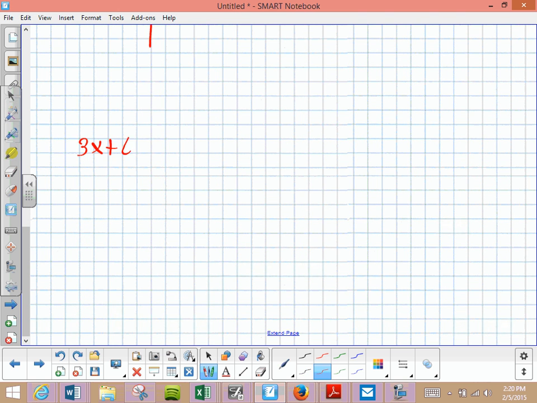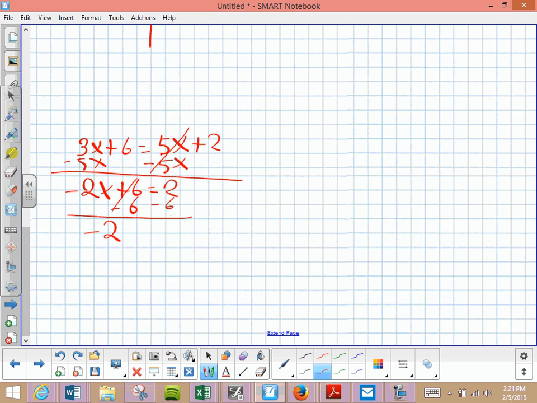3x plus 6 equals 5x plus 2. Subtract 5x for your combination of variables. You end up with negative 2x plus 6 equals 2. Subtract 6. You end up with negative 2x equals negative 4. Divided by negative 2. x equals 2. So that means every lap has 2 miles.